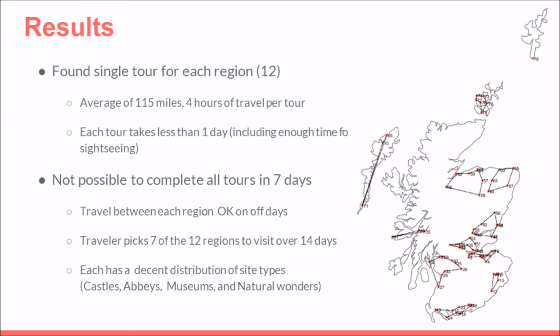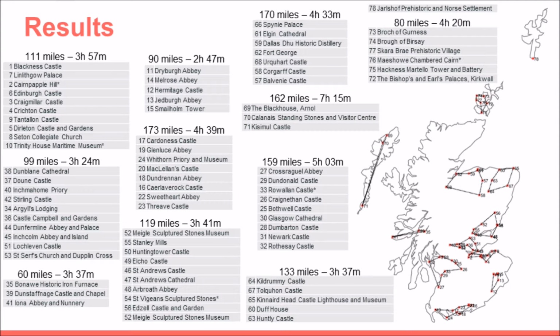Because there are 12 tours and the pass is only valid on 7 of 14 days, it is not possible to see all 78 sites over a 7-day period. However, there is a decent distribution of all the site types for each tour, so a traveler can pick the 7 subtours that are most interesting to them and not feel that they missed out. This is a list of all the solution tours.